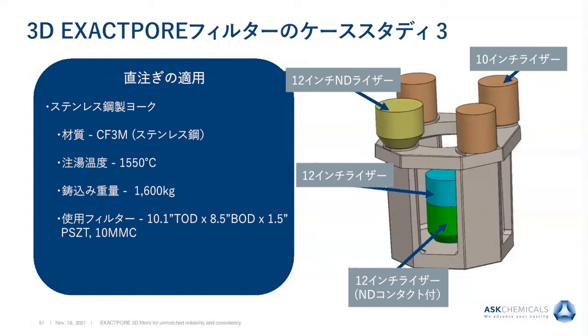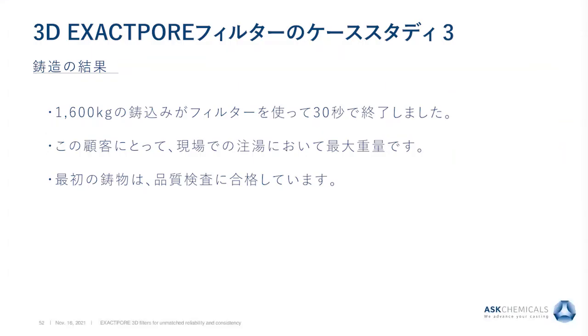The steel yoke had a casting alloy of CF3M stainless. A pouring temperature of 2,825 degrees Fahrenheit was selected to pour the 3,500 pound pour weight casting. The tapered 8.5-inch bottom OD filter with a 10 MC was used in the 12 by 6 by 12 neck down riser.